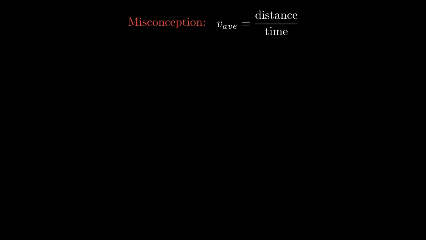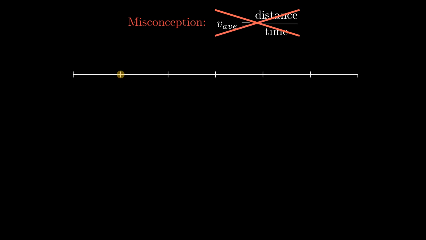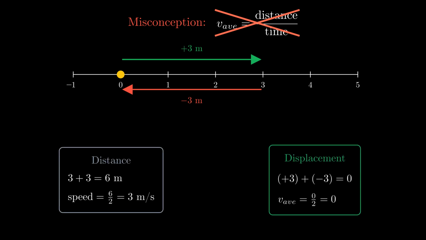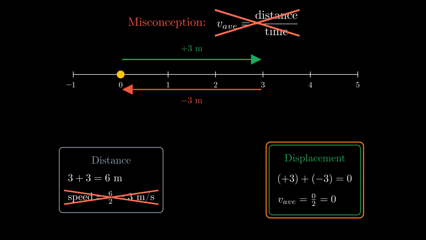A common misconception: average velocity equals distance traveled divided by time. It does not. Imagine an object that moves 3 meters in the positive x direction, then reverses and moves 3 meters back. Total distance traveled, 6 meters. Net displacement 0, the object returned to its starting point. If this round trip took 2 seconds, the average speed is 3 meters per second, but the average velocity is 0 divided by 2 seconds, 0. Displacement captures net change in position, and that's what average velocity measures.